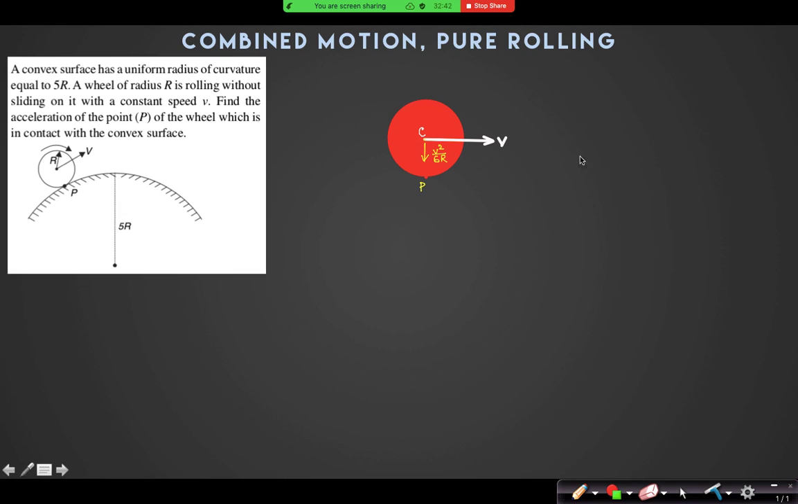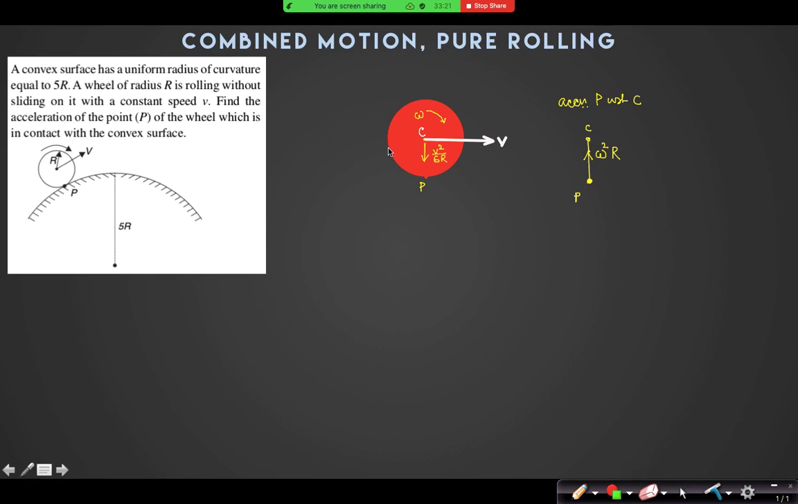Now if I ask you what is the acceleration of point P, acceleration of P with respect to C, that I first calculate. With respect to C, what is the acceleration of point P? So with respect to C, it is omega square r towards the center. Now what is this omega? What is the value of this omega?